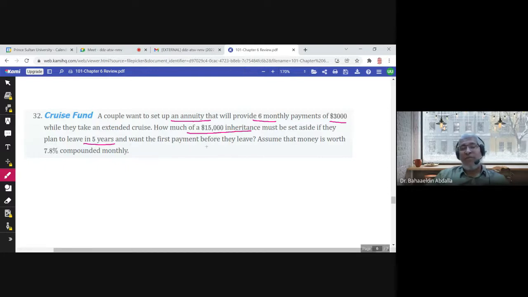They want the first payment before they leave. If they are taking the first payment before they leave, then this is an annuity due. Assume that money is worth 7.8% compounded monthly. So i is 0.078 over 12. And i is the same in the case of the future or present value of an annuity. So this is easy to find. Let us find it and think of this nice problem.